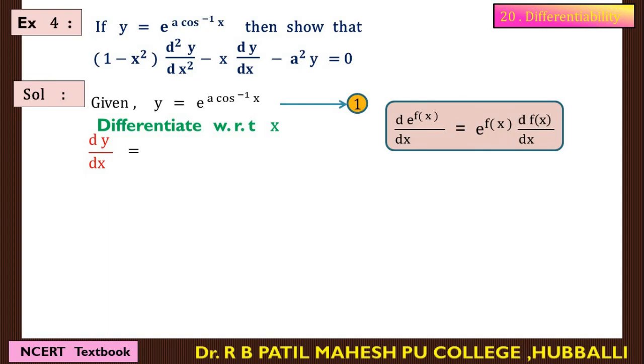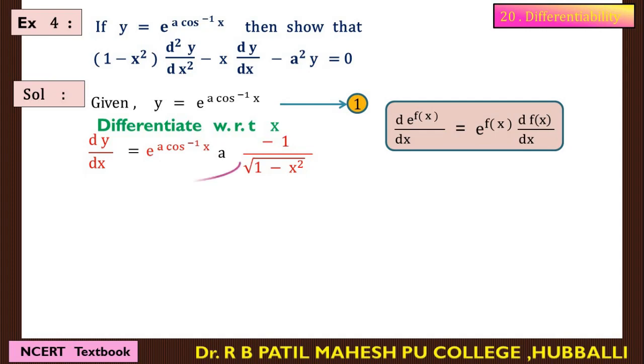Same function e raised to f of x, if you have, then the derivative is given by e raised to f of x, that is the same function, after that the function's derivative. So if I follow that, for e raised to a cos inverse x, its derivative is given by the same term, e raised to a cos inverse x, and the derivative of a cos inverse x, in that a is a constant as it is, and the cos inverse x derivative is minus 1 divided by root of 1 minus x square.